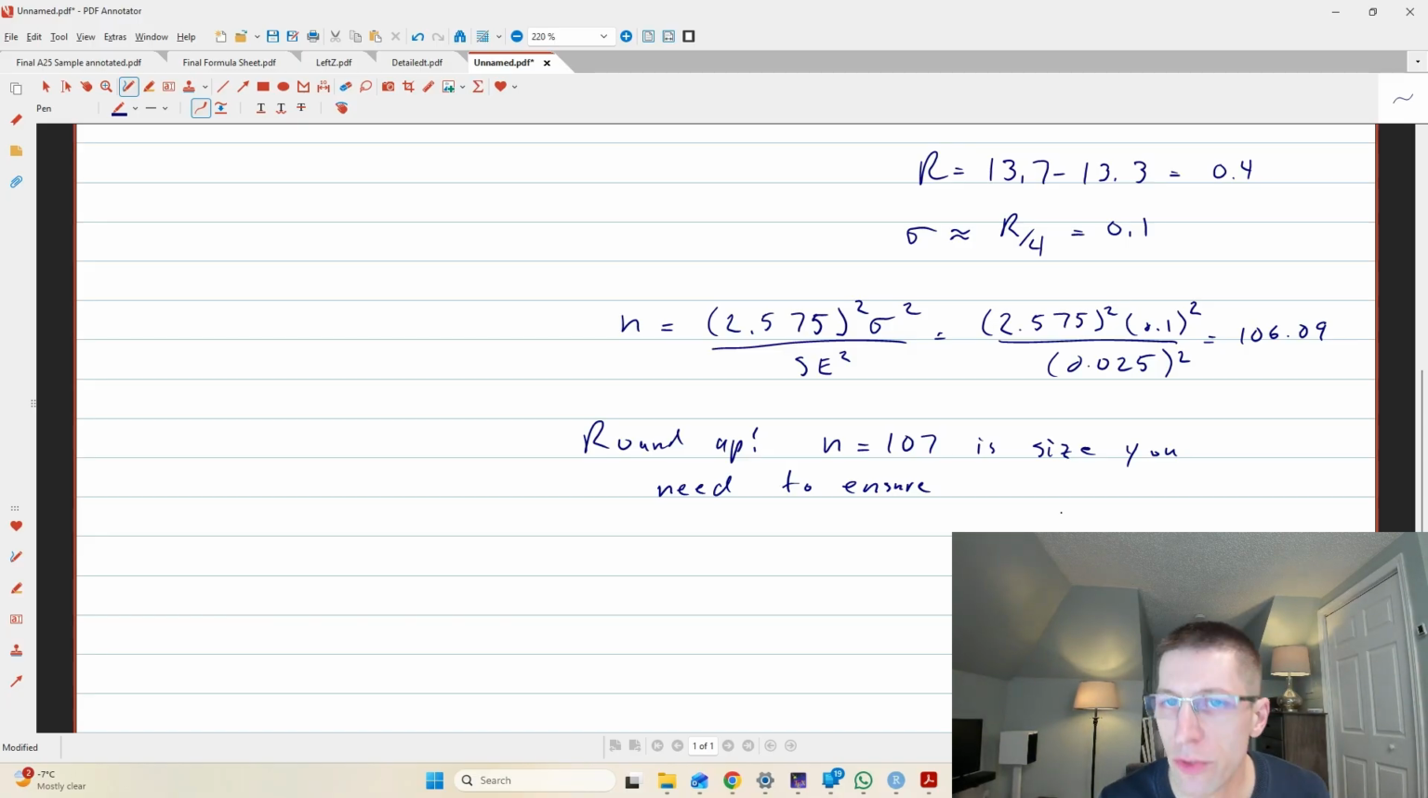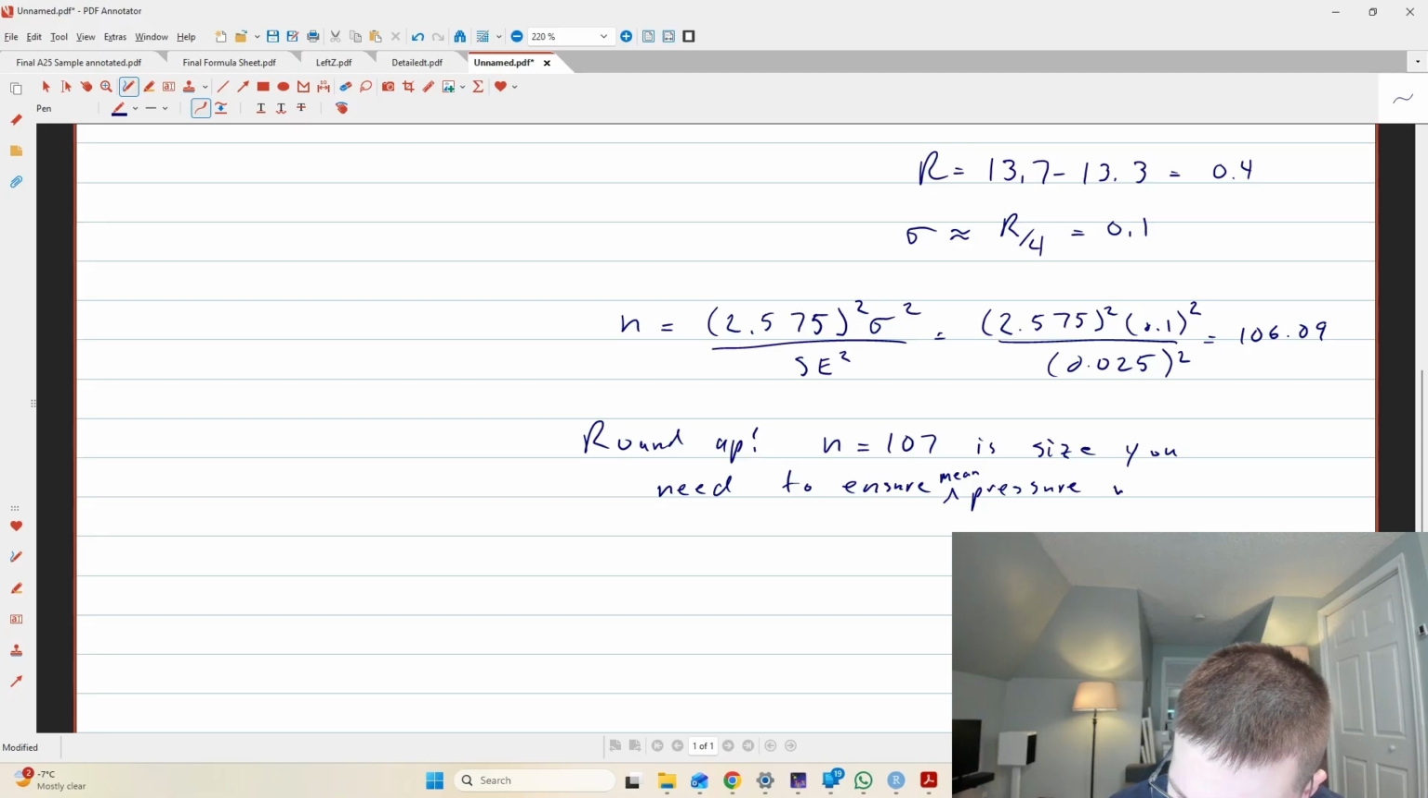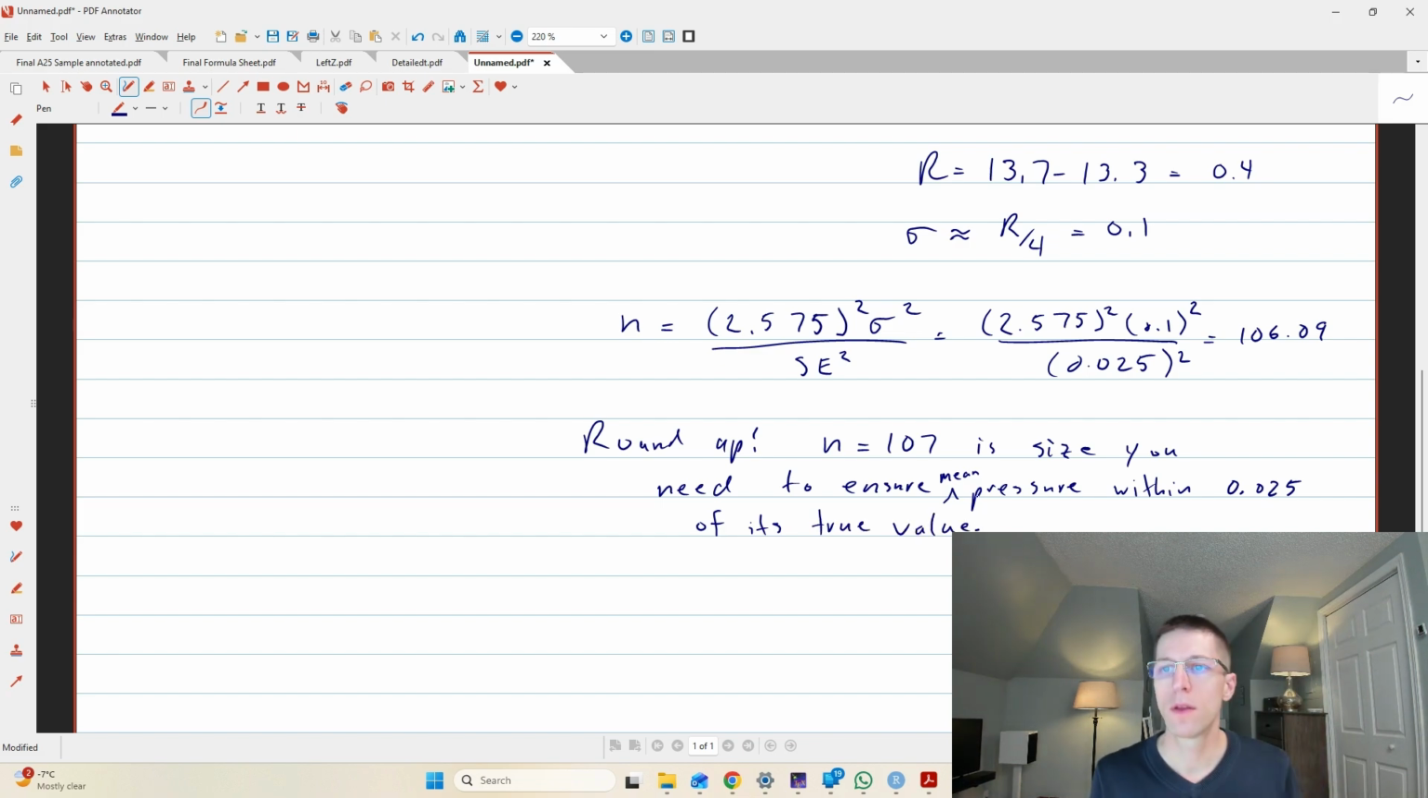To ensure the mean pressure is within 0.025 of the true value. Yeah, so that's question 16.